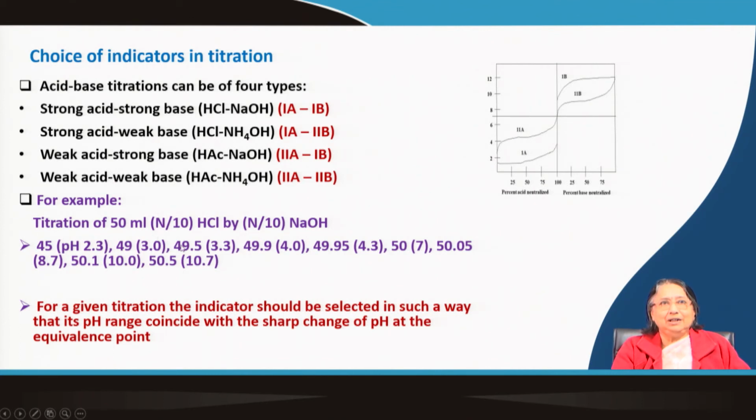Then you have added 49.5 milliliter, then pH will be like this. You have added 49.9 milliliter, pH will be like this. Then 49.95 milliliter, okay, pH will be like this. Then 50 milliliter, so it is totally neutralized. So, it will be pH 7, and then you have added some extra drops, okay, then pH will be like this. Then another drop, then it will be like this.